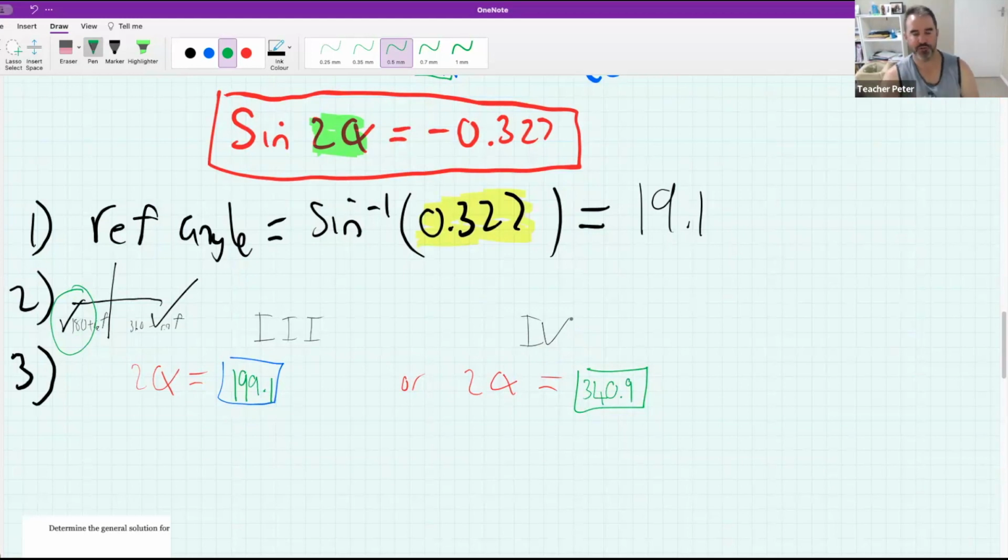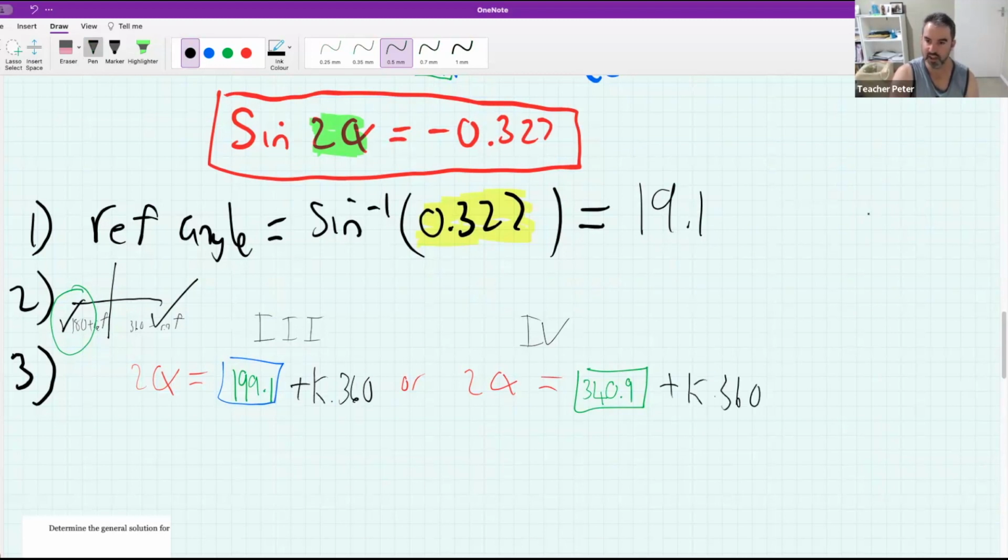What have I left off if I want this to be a general solution? I've left something out. Yep, it's just the k times 360, because that's the default period of the sine function, which we're dealing with in this case. But there are some changes coming.